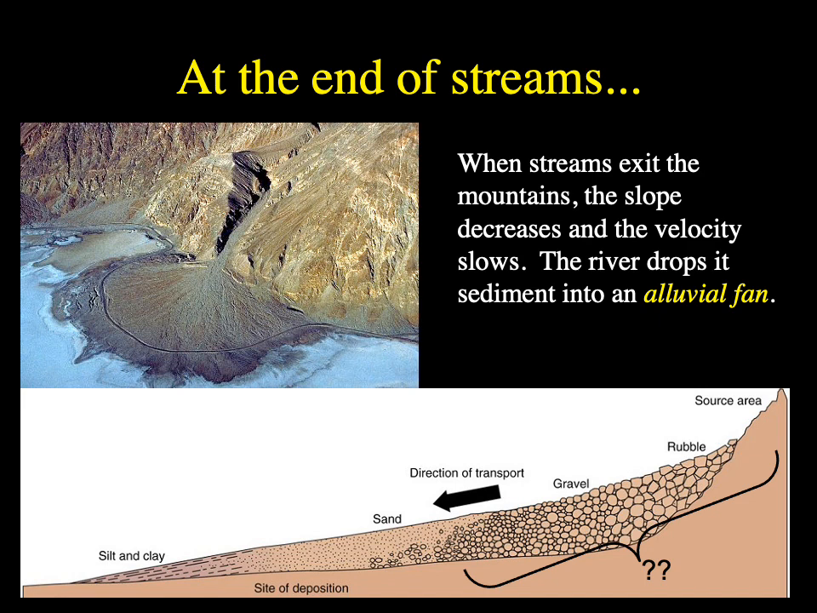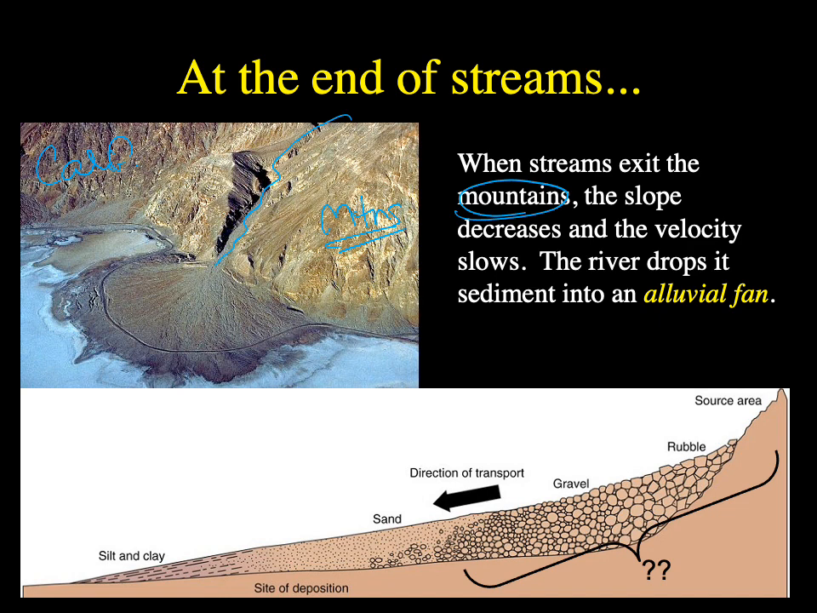Specifically, I want to talk about what happens when rivers end. So what happens at the end of streams? There's two scenarios that I'm going to show you here. One is what happens when the stream leaves the mountains. This is in California, by the way. This little tiny line is a road for scale, so this feature is actually really big. But notice the mountains are right here, and here's the river coming out of the mountains.